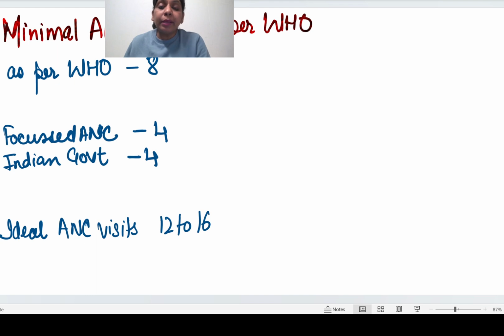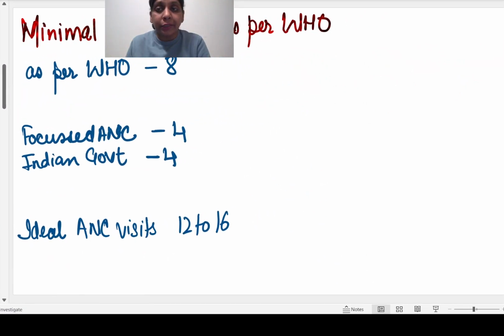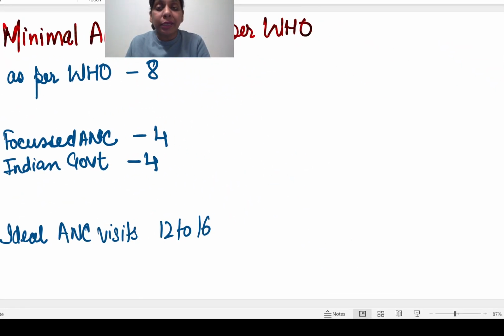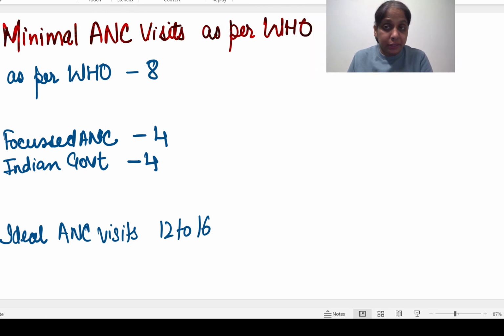Then it is the minimal ANC visits as per WHO. There is a lot of confusion on minimal ANC visits as per WHO, so you are going to focus here. WHO says that the minimum antenatal visits are 8. But in case 8 is not in the options and the options are only 2, 3, 4, 5, or 4, 5, 6, 7, it means 8 is not in the options. Then WHO also says that focused ANC should contain 4 or minimal ANC visits.